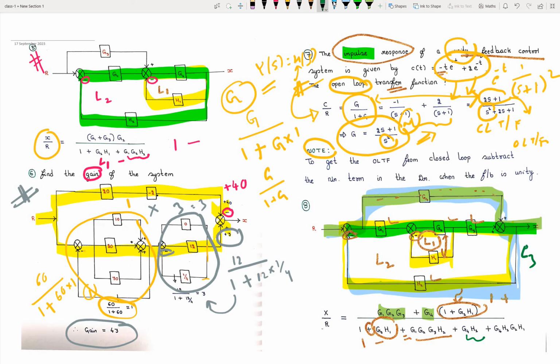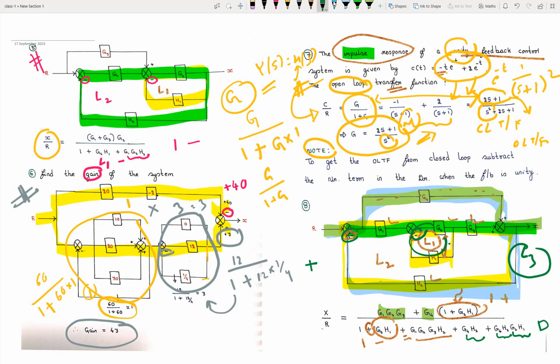Also focus on one thing. This L3 and L1 are non-touching. So for two non-touching loops, we have to start with a plus sign. We already have a minus sign in L1, and in L3 also we have a minus sign. So minus into minus is plus, and we have to multiply everything. Here we have G4 and H2, that's why I have written G4 and H2. In L1 we have G2 and H1. So this completes your denominator part.